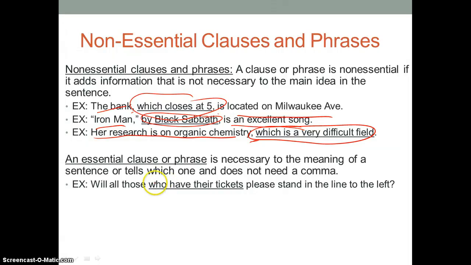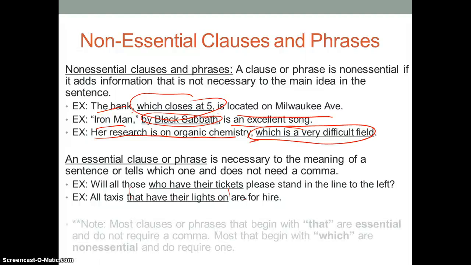If you were to remove it and simply read, will all those please stand in a line to the left, the meaning of the sentence has changed. We're not addressing anybody, we're only addressing those who have their tickets. So in that case, it's an essential interrupter and we do not use commas to offset it. Similarly, all taxis that have their lights on are for hire. If we were to remove our interrupter there and simply read, all taxis are for hire, we'd have a different sentence. It's not all taxis that are for hire, but only those that have their lights on. In that case, it's telling us which one, making it essential, and we do not offset that with the commas.